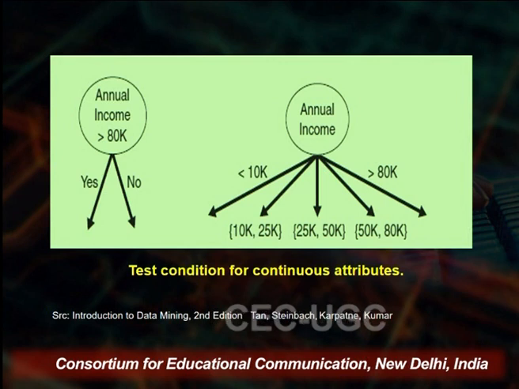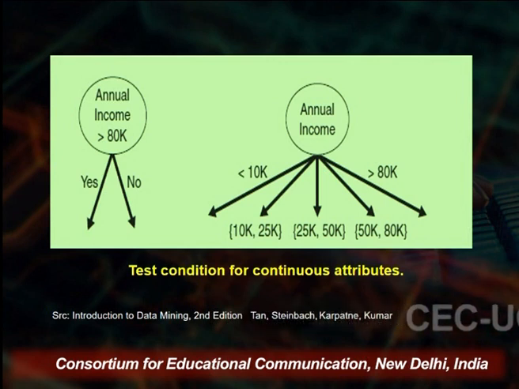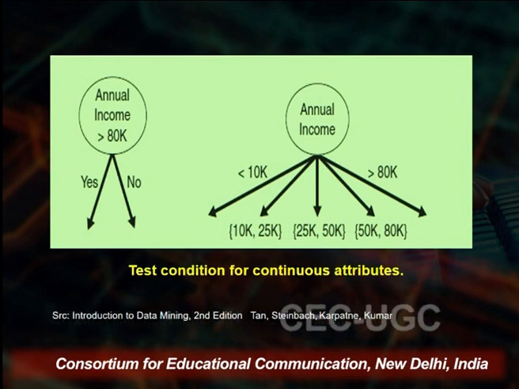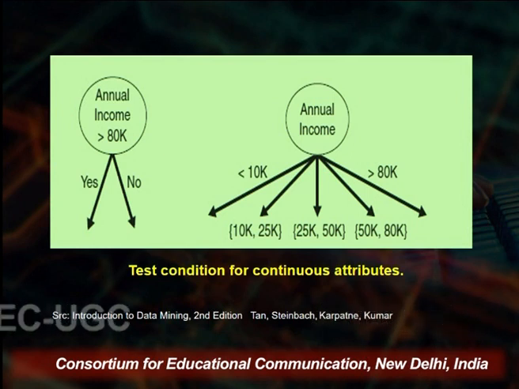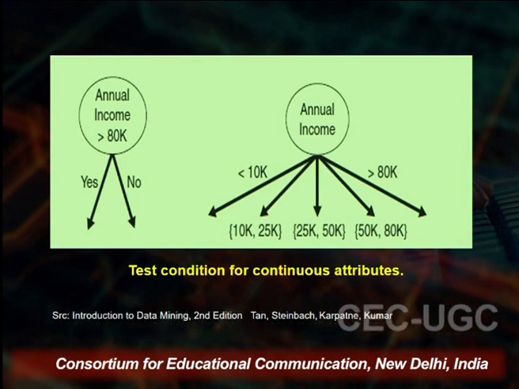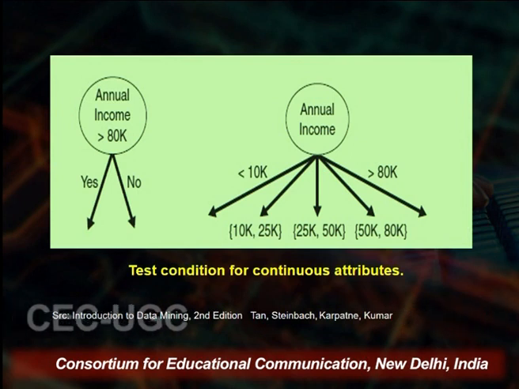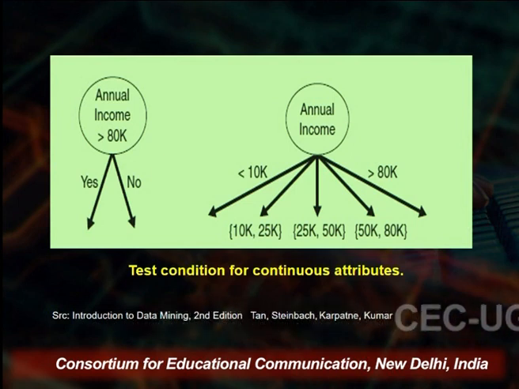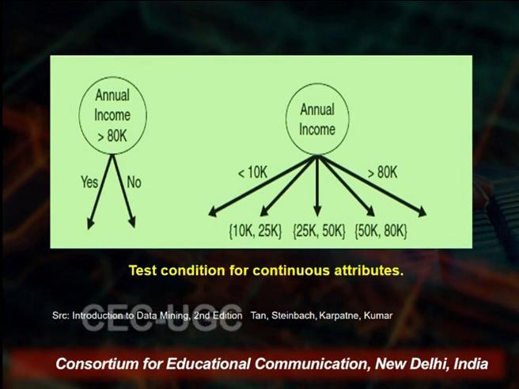So we can see here the test condition for continuous attributes. The attribute which we are looking at is annual income. So now for the annual income, if you want to do a binary split, we can have a median value. Say in this case the median value would have been 80,000, right. So we say whether the annual income is less than 80,000 or whether it is more than 80,000. So there are two outcomes only, greater than 80,000 may be yes or it can be no. So either of these two is possible, so it is a binary split.